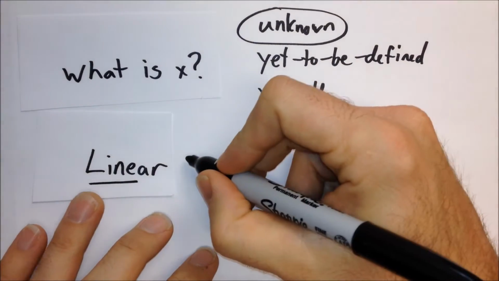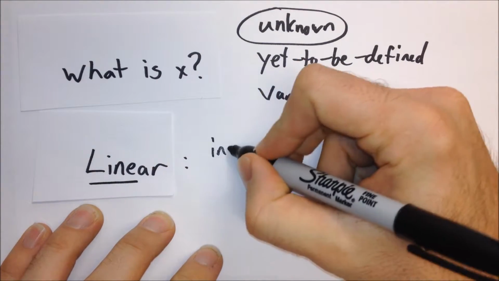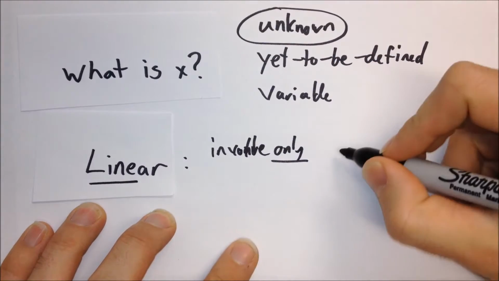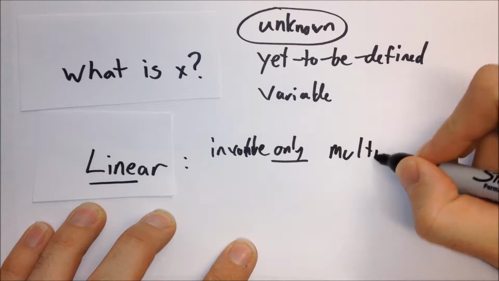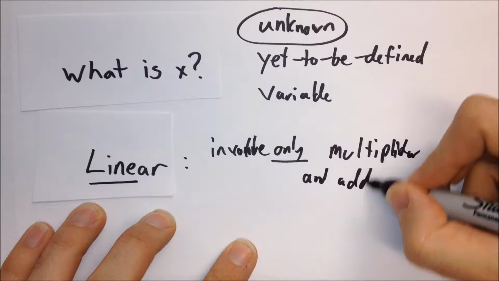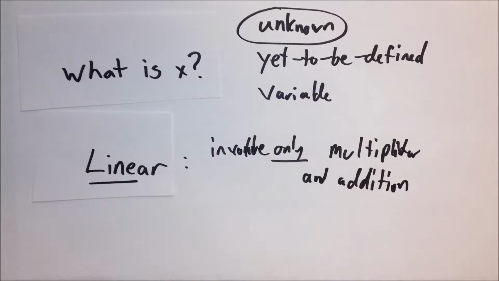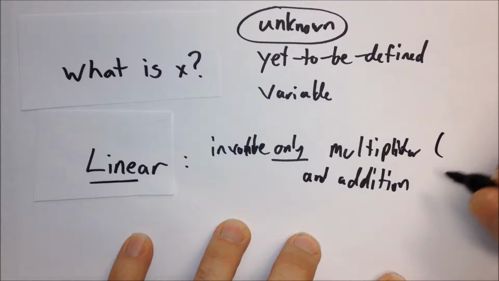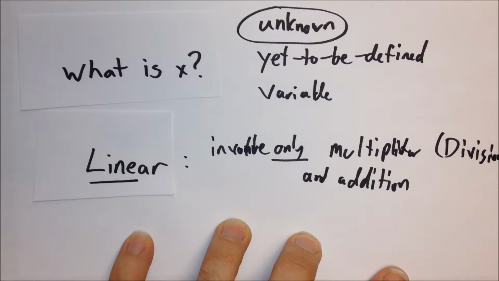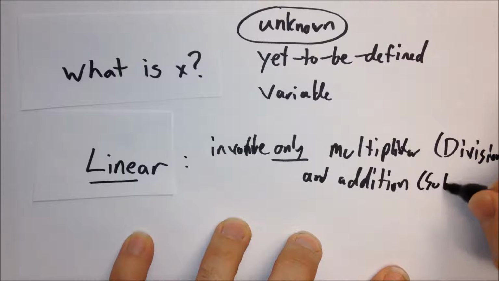And so for us, linear equations are just equations that involve only multiplication and addition. So we're going to think of equations that involve only multiplication and addition. Now let me throw in that when we add multiplication, we also add division to the discussion, and when we add addition, we also add subtraction to the discussion.